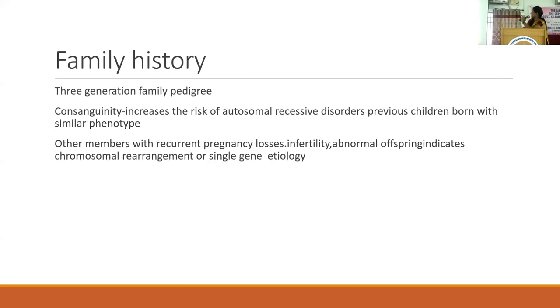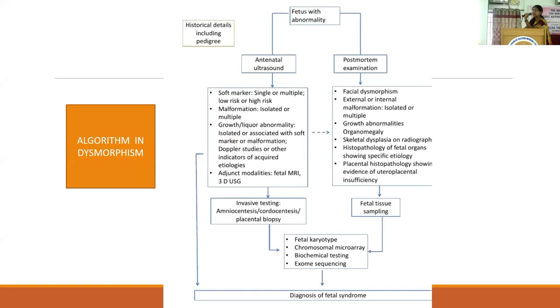Family history: a three-generation family pedigree should be obtained immediately. A history of any consanguinity in all the generations, especially second degree and below, increases the risk of autosomal recessive disorders, as do previous children born with a similar phenotype in any of the family members. Other members with recurrent pregnancy losses or infertility, all this history should be elicited. So this is the algorithm which we should adopt in a case of dysmorphism.